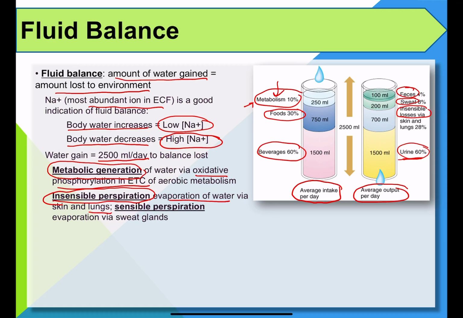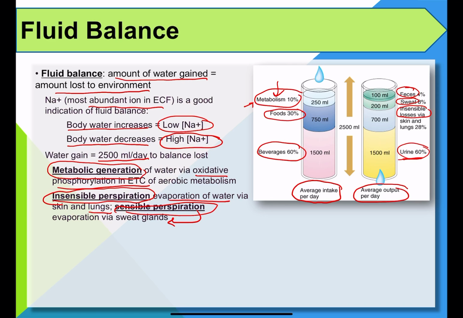Now, sensible perspiration is the evaporation via your sweat glands. This is when you go outside, have a run, or stand in the hot sun. All that evaporation from your sweat glands is sensible perspiration.